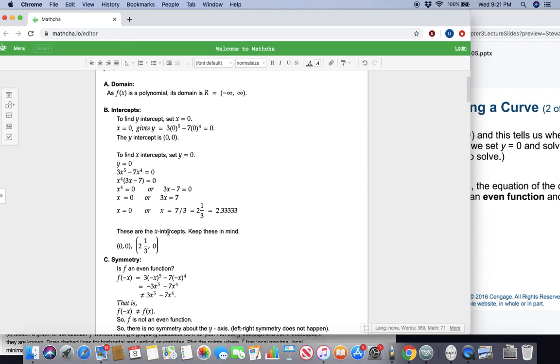Okay, so you get two x-intercepts. One is with x = 0, which we had already calculated. Mind you, (0, 0) is both an x-intercept as well as the y-intercept. And the second one is x = 7/3, which is 2 and 1/3, which also gives me y = 0. That's how we solved for it.